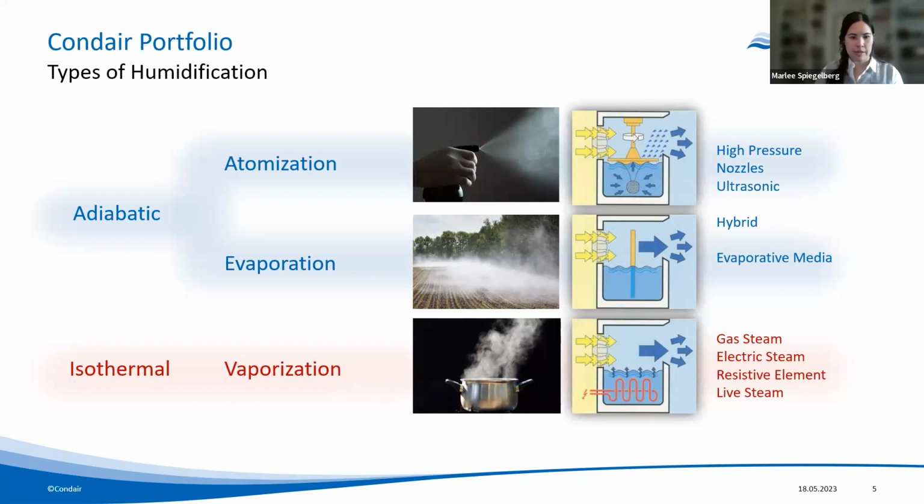This can happen again by atomization or evaporation of the water. Along with humidification, you also get a cooling effect: when water evaporates, it pulls energy from the air, so you sense that change in thermal energy or temperature. In atomization, we have high pressure nozzle systems. You have ultrasonic humidifiers, which are very common in residential applications. In evaporation, you have evaporative media, which is very common for large data centers. In between, you have a hybrid style humidifier, which I talked about with the DL series in June. And for our isothermal products, we're looking at gas steam, electric steam, resistive element, which is part of electric, and then live steam systems.